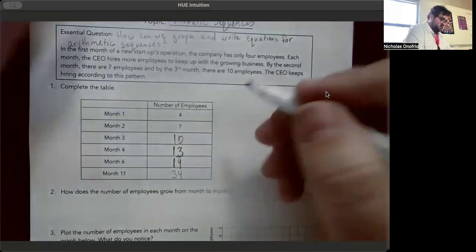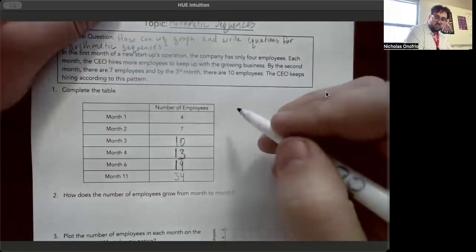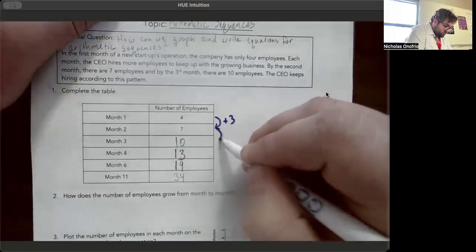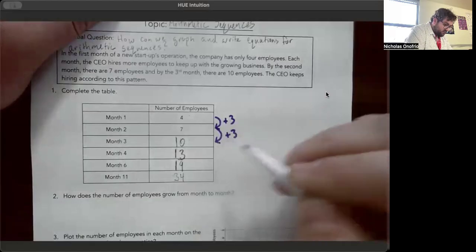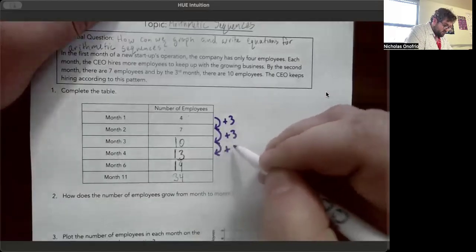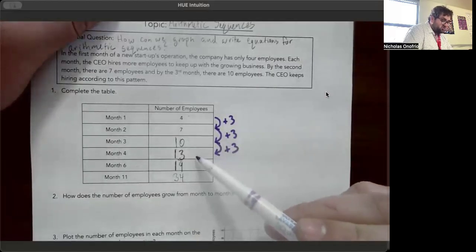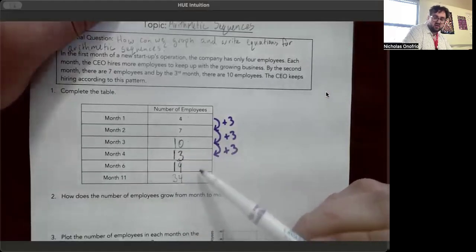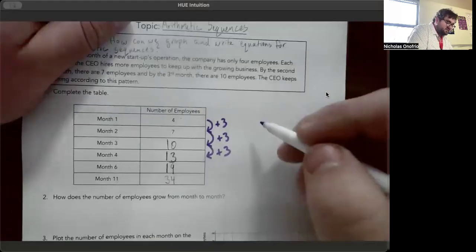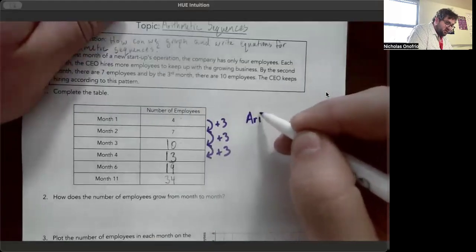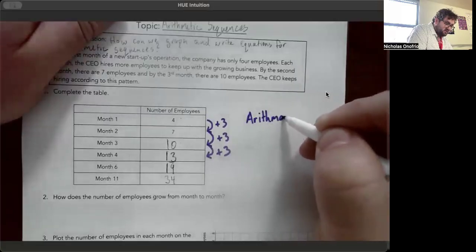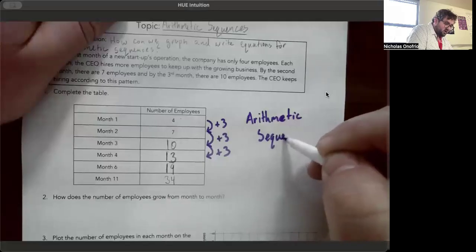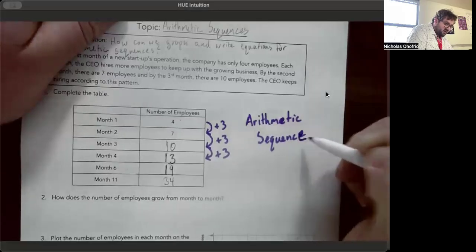What we see happening here, go ahead and make these notes in a different colored pencil, is every month the number of employees jumps up by 3. And even though we didn't jump up by 3 here, since we went 2 months, we jumped up by 3 2 times. This is a classic example of what's called an arithmetic sequence. I know it's an E there, but we pronounce it like an A, arithmetic.